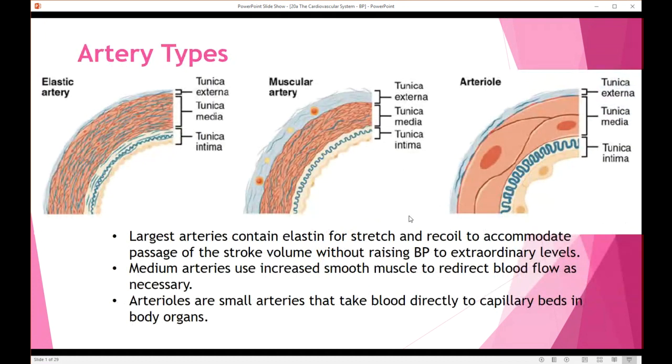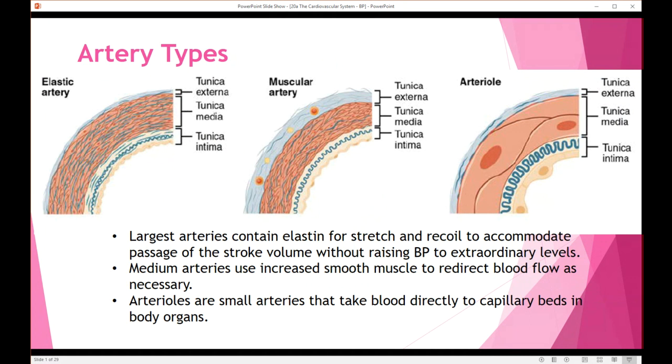There's different types of arteries. There's the elastic arteries. These are going to be the largest arteries that we have within our body. They're going to contain elastin for stretch and recoil. That helps to accommodate when we have this stroke volume as the blood is passing through, and that's going to do that without raising our blood pressure to extraordinary levels.